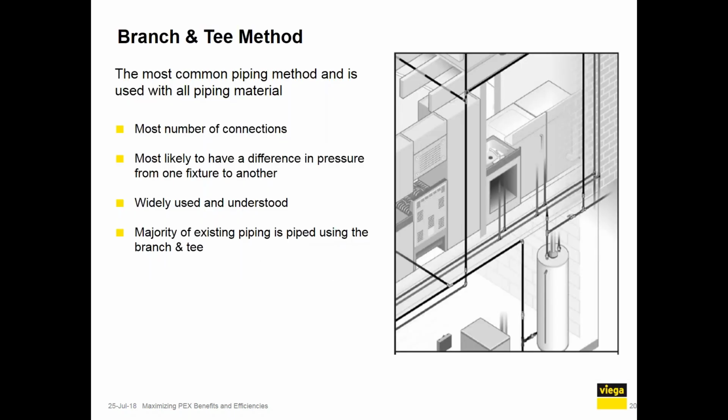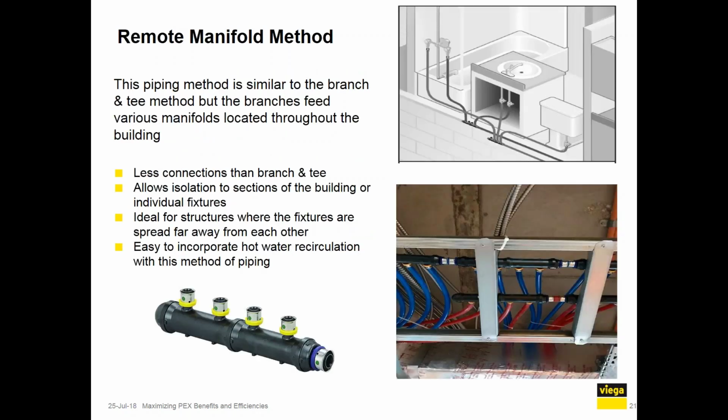Branch and tee is the most common piping method. It's been used for a really long time, and it's most commonly used with metallic systems. However, we do see many people who use metallic systems transition to PEX, and continue to install with branch and tee. And like I said, you're not maximizing all of the potential of a PEX system in that sense. So you are most likely to have a difference in pressure drop when multiple fixtures are used. However, there's a lot of knowledge with it. And you're going to have the highest number of connections. So a few things to consider there.